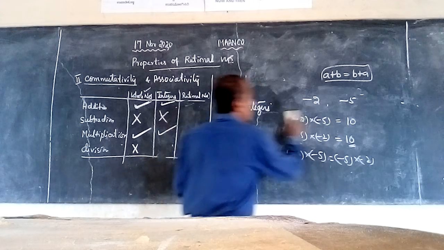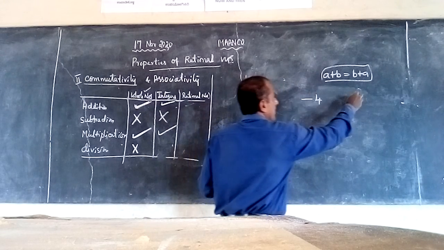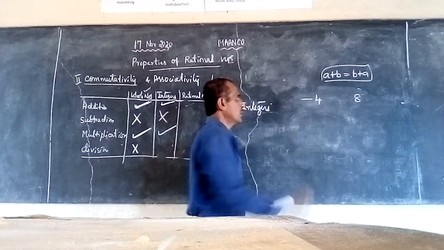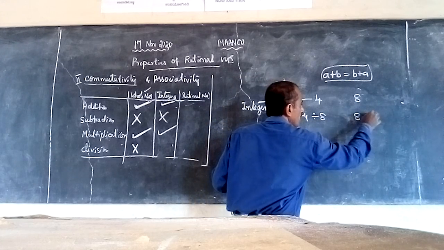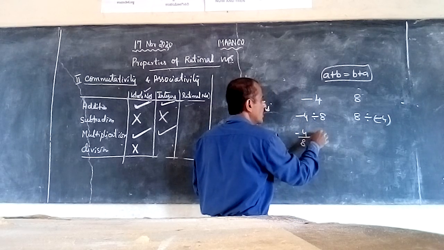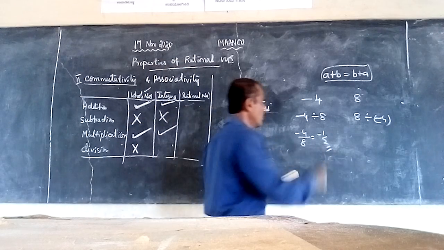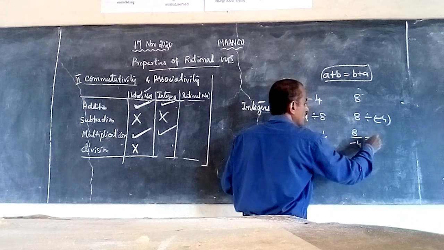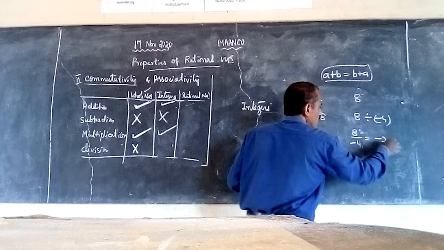Okay. Next, division. What about division of integers? Let us divide two integers, say minus 4 and 8. Whether minus 4 divided by 8 is equal to 8 divided by minus 4. You have to check. Minus 4 divided by 8, what is the answer? Minus 1 by 2. Correct? What about 8 divided by minus 4? 4 twos are 8, so the answer is minus 2.